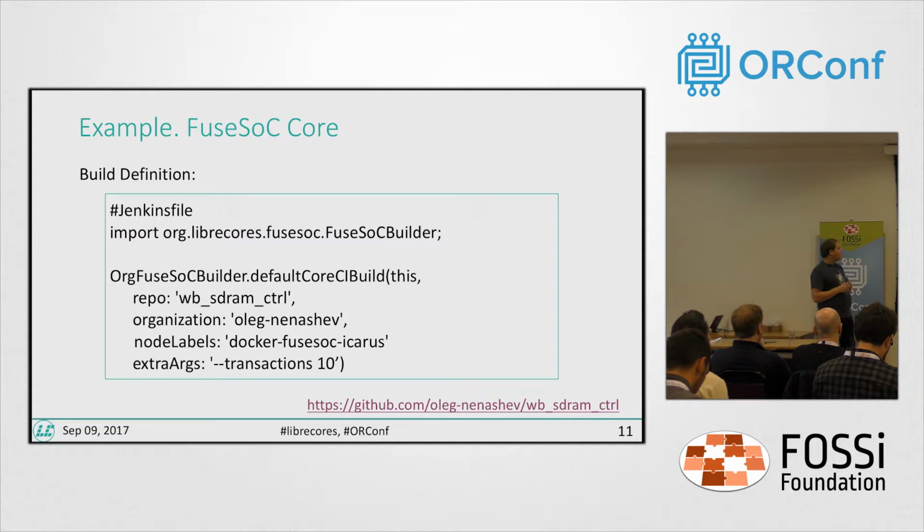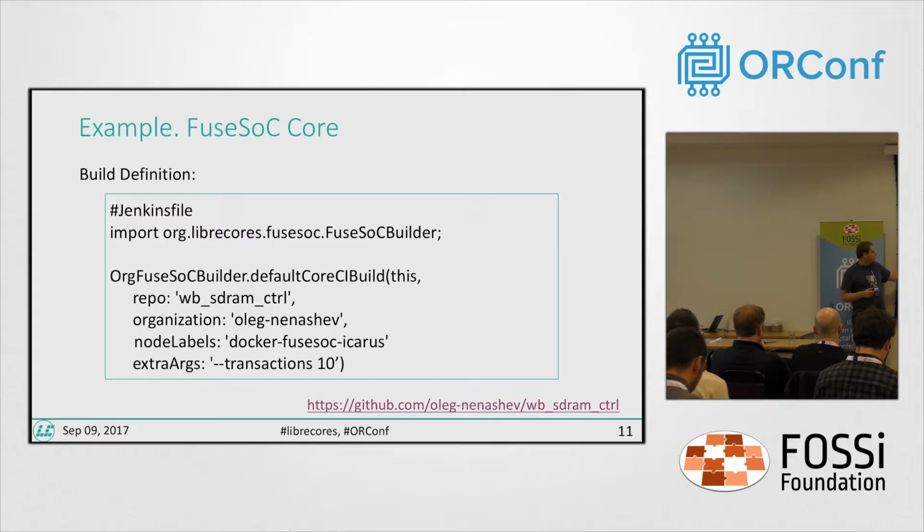Here's an example of what we have on LibreCourse. So as I said, we use Jenkins, and we actively use Jenkins Pipeline. It's a new solution which allows to describe jobs as code. So if you're familiar with Jenkins 1.x, there are big web interfaces with many checkboxes. In LibreCourse CI, you are not going to have it. So everything can be coded. And here's an example of reference build for FuseSoC.